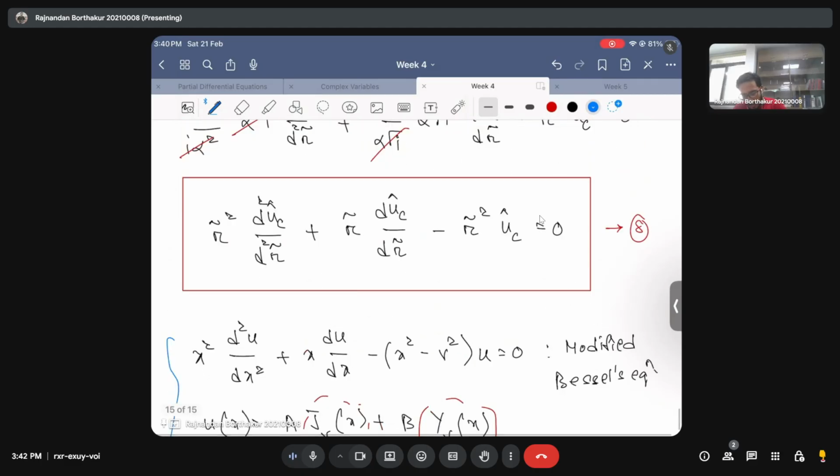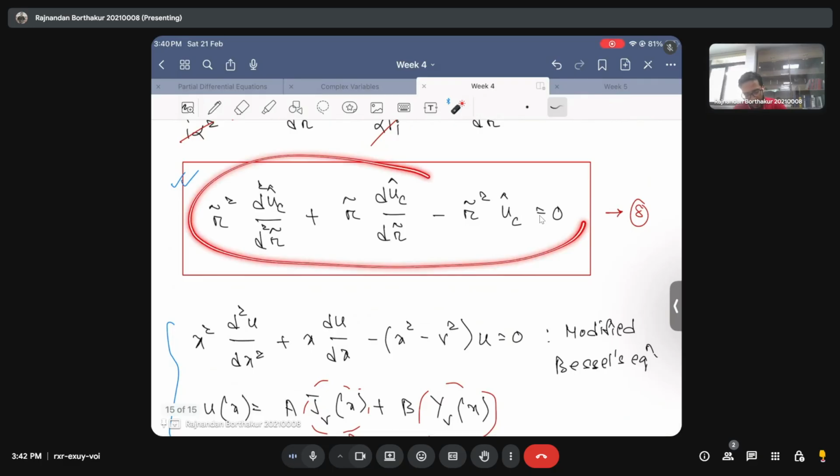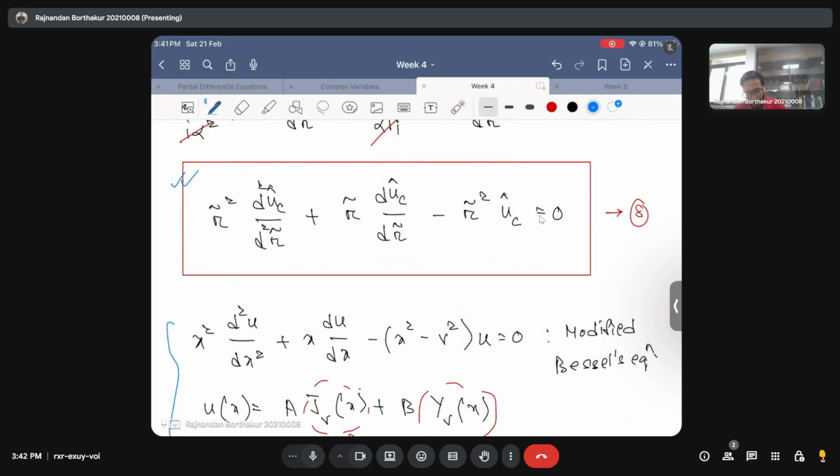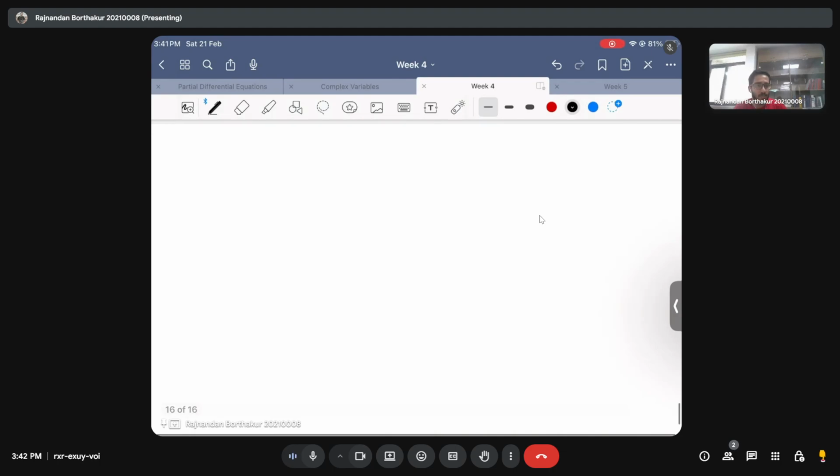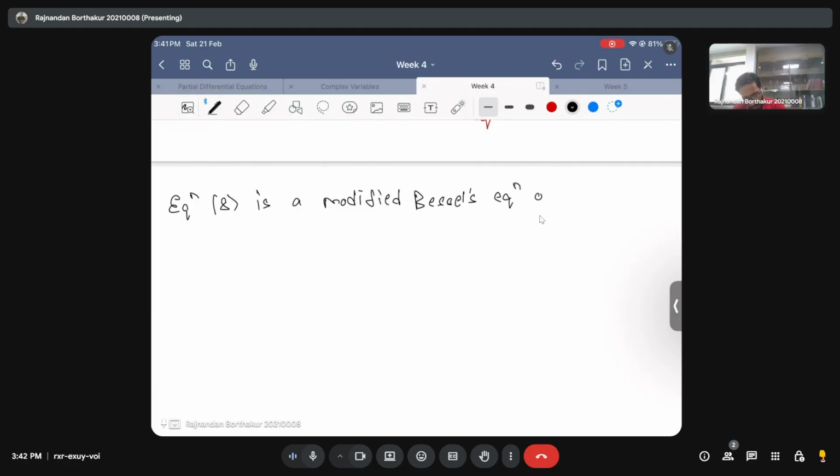Now can you carefully observe this equation and tell me some similarities between this equation and this equation? Very nicely you can see that you exactly get this equation from this equation if your nu is equal to 0, which means equation 8 is a Bessel's equation of order 0. So by comparison with the standard modified Bessel's equation, equation 8 is a modified Bessel's equation of order 0, which then means that my solution, u hat c of r tilde, is going to be just the modified Bessel functions of the first and second kind.